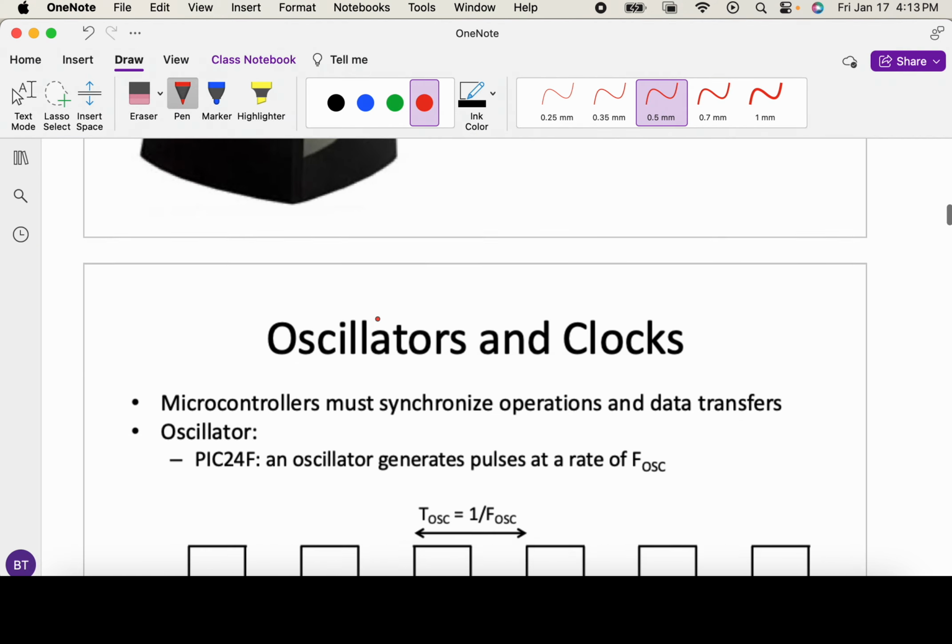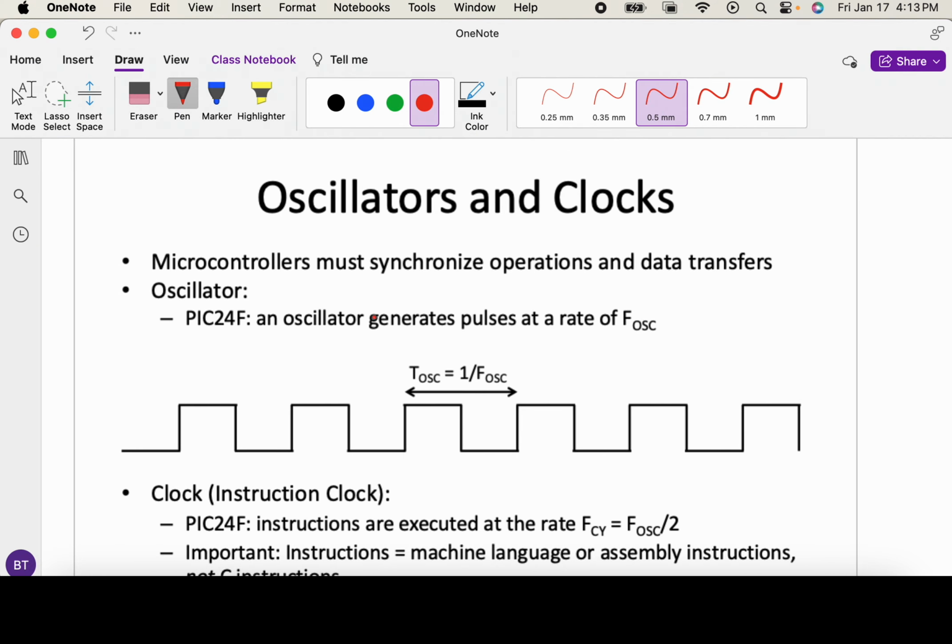There we go. Okay, so let's talk a little more about the math behind oscillators and clocks. Our microcontroller has an oscillator, and it will generate pulses at a frequency of what we call FOSC, the frequency of the oscillator. So the period of the oscillator is 1 over that oscillator frequency.